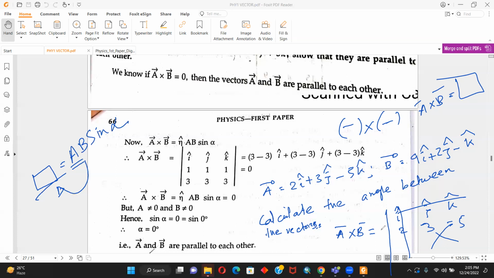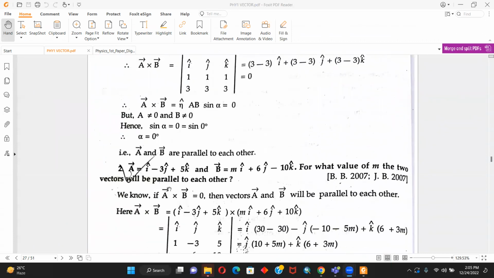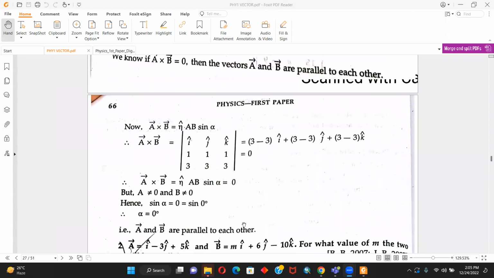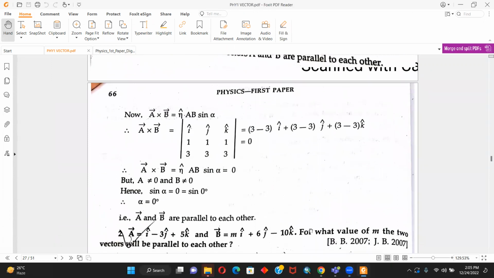So I've said it all. You just have to give time at home. Okay. So now, next up, try doing this. For what value of m will the two vectors be parallel to each other? That means, first of all, calculate the cross product and then say that it equals 0. Okay, go ahead.